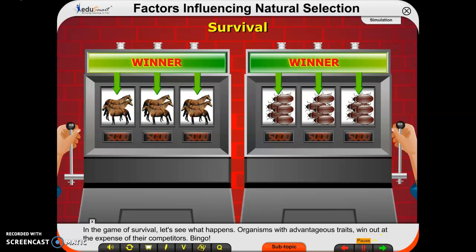One phrase that you may hear is survival of the fittest. The organism that can best survive in the environment to reproduce is the winner.